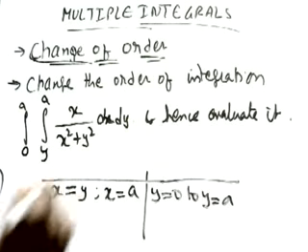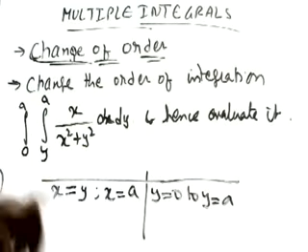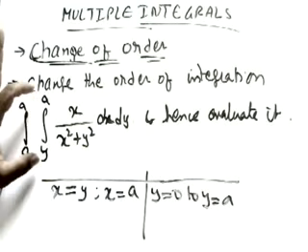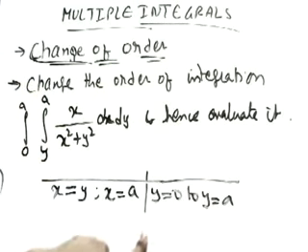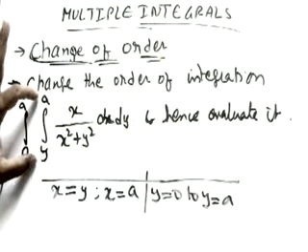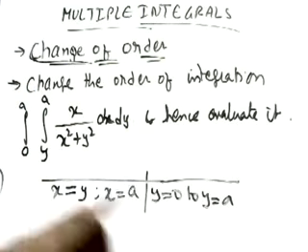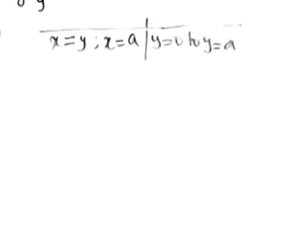x equals y. See here, when y is given, the values of x are x equals y to x equals a. That is the first thing. And the second thing, these are the values of x, and these are constants, the values of y, y equals 0 to y equals a.